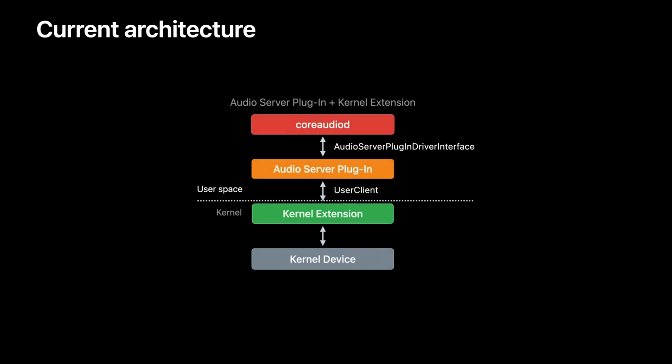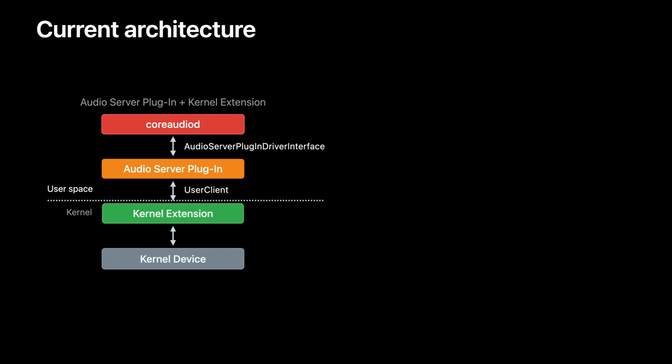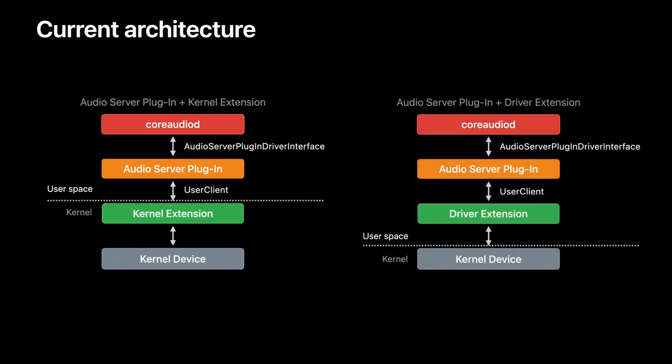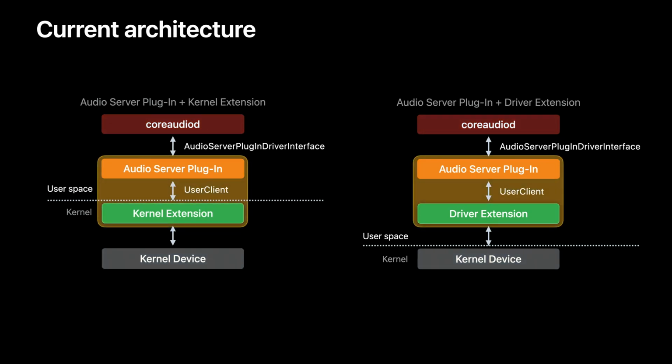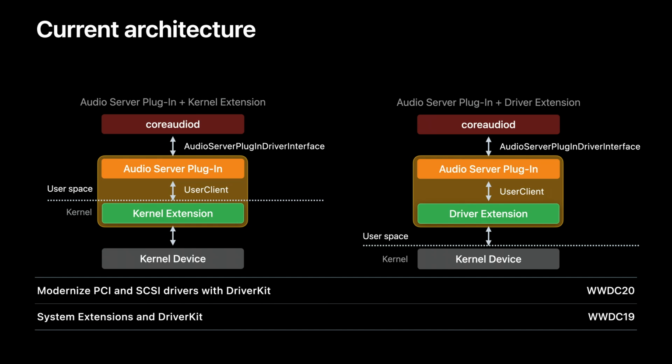Prior to macOS Big Sur, an audio server plugin would need to communicate with a hardware device through a user client to a kernel extension. In macOS Big Sur, the Core Audio HAL provided support to create an audio server plugin built on top of a DriverKit extension. The layer between the plugin and the DEXT was the same as with the KEXT, but security was improved by moving out of the kernel and into user space. For more information on DriverKit, please check out the previous WWDC DriverKit videos.